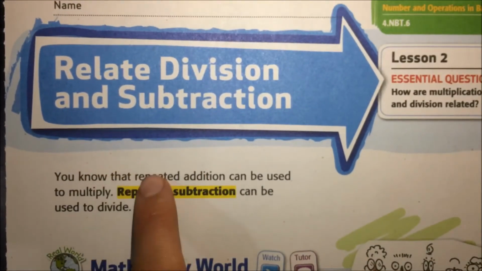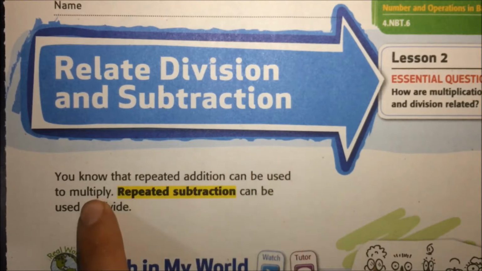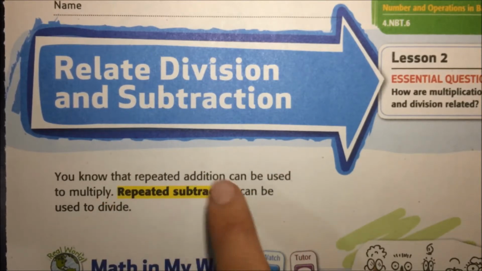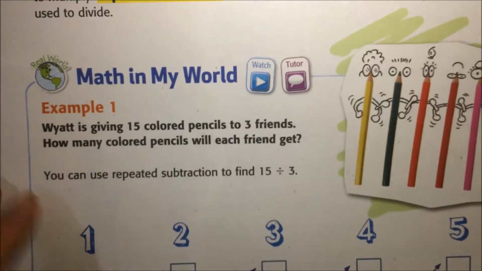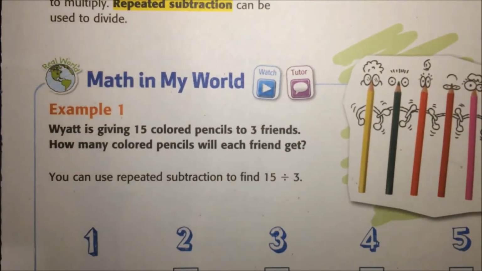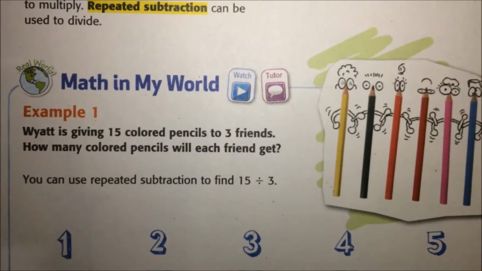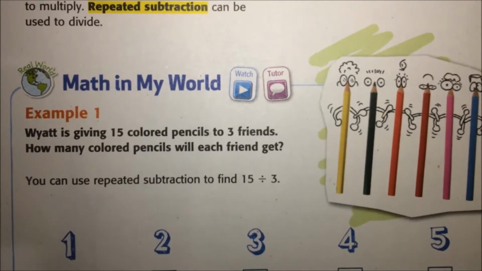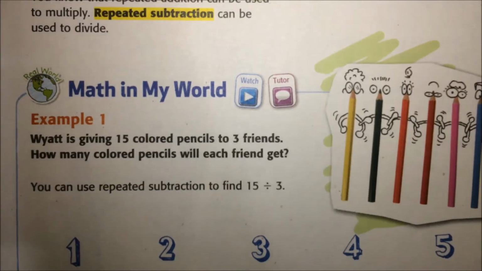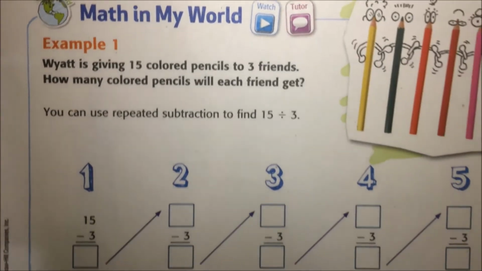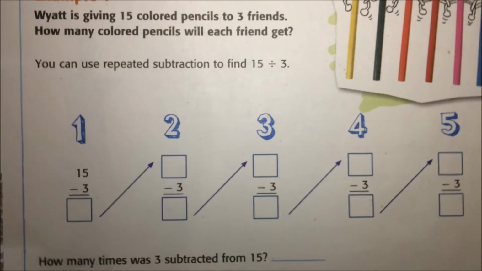You know that repeated addition can be used to multiply. Repeated subtraction can be used to divide. Wyatt is giving 15 colored pencils to 3 friends. How many colored pencils will each friend get? You can use repeated subtraction to find 15 divided by 3.